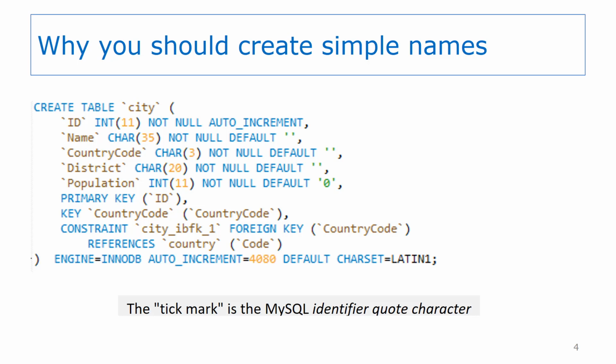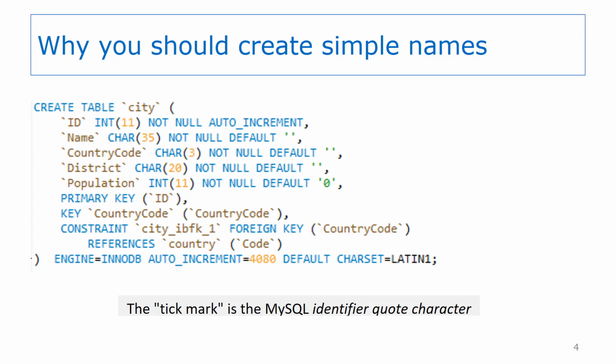The tick mark is the MySQL identifier quote character. It is located on your keyboard, probably to the left of the 1 key on the top row of the keyboard. The tick mark is used to indicate to MySQL where a name begins and ends. Now in this case, MySQL doesn't actually need the tick marks around any of the names. That is because all of the names shown here are simple names.